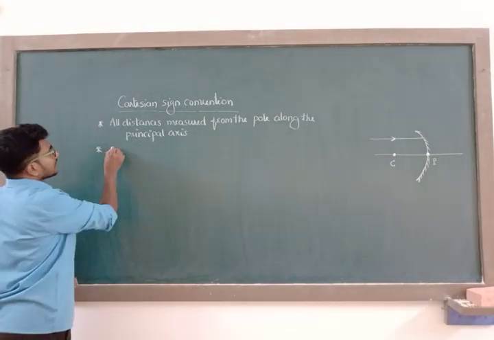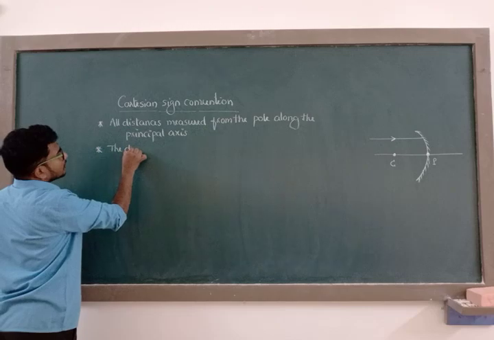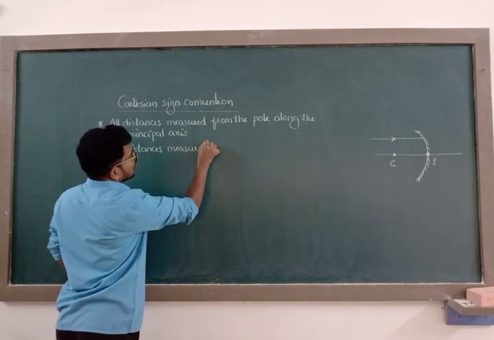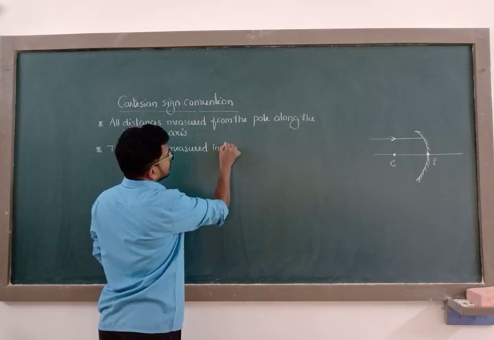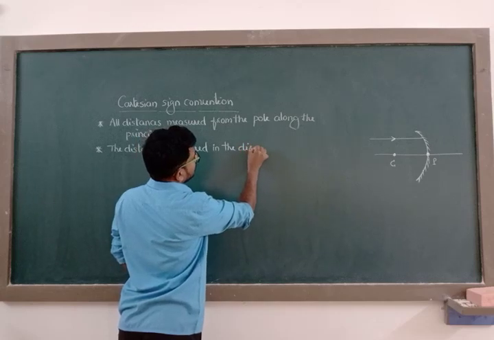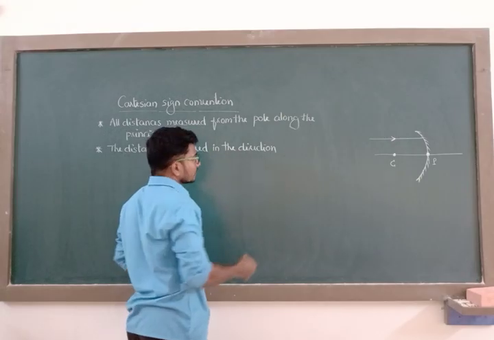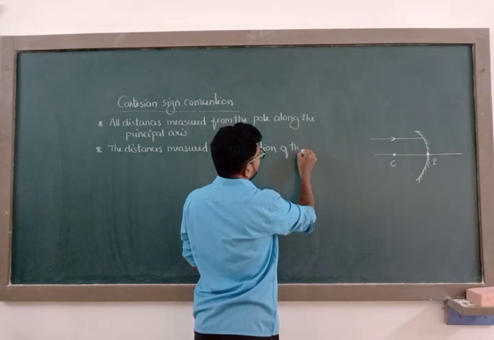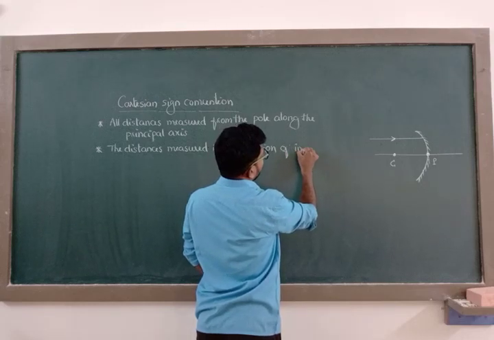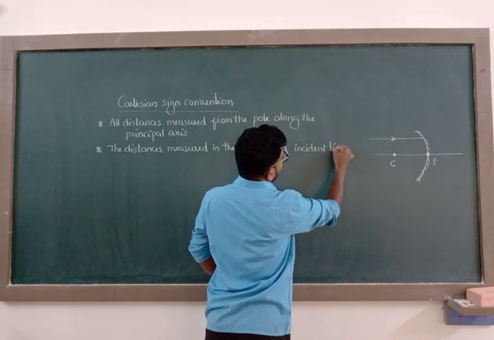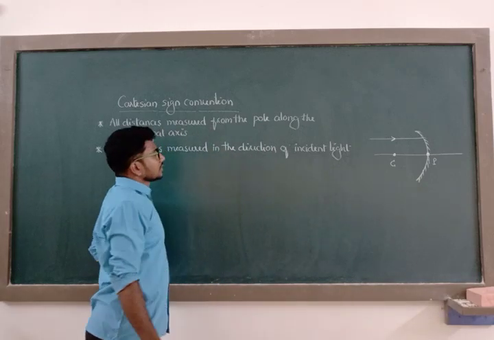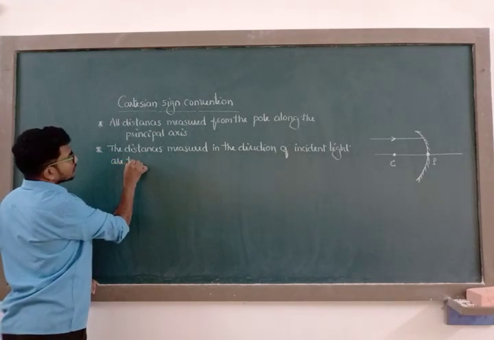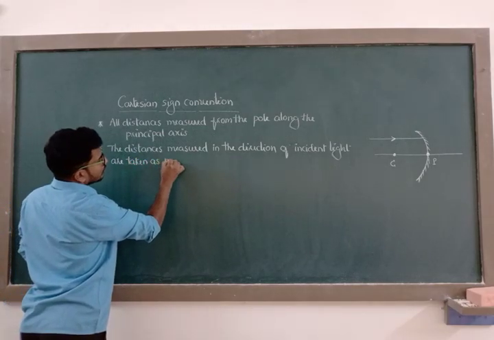Second one, the distances measured in the direction of incident light are taken as positive.